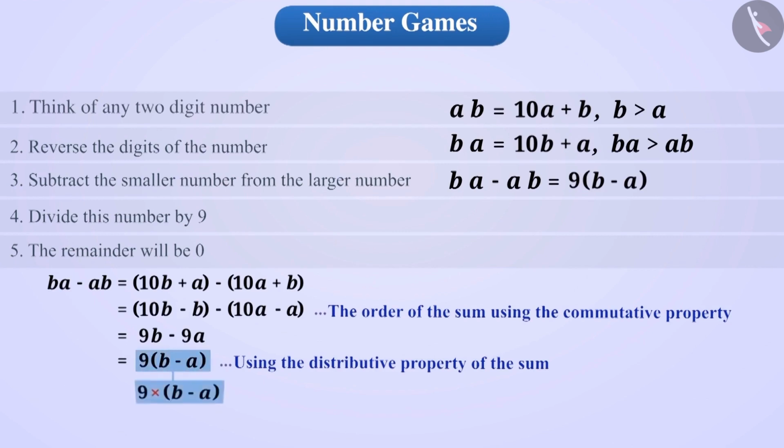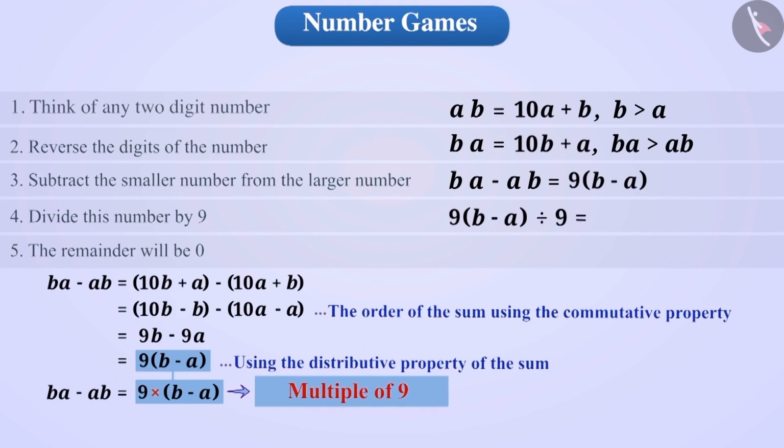By looking at this statement, you will know that the result of BA minus AB will always be a multiple of 9. So whenever BA minus AB is divided by 9, we get a remainder 0. Now you must have understood how this game works.